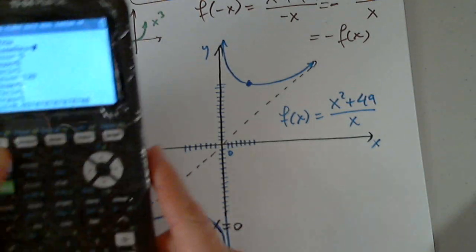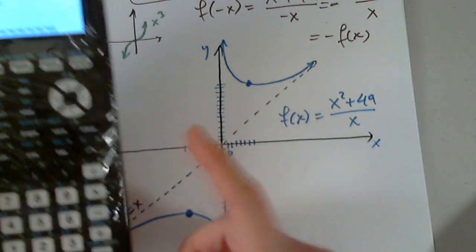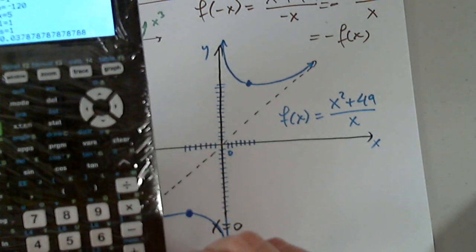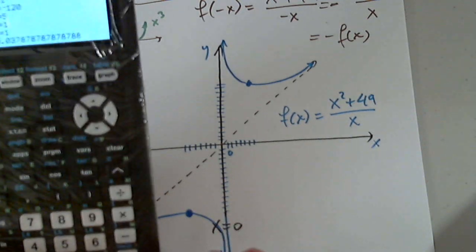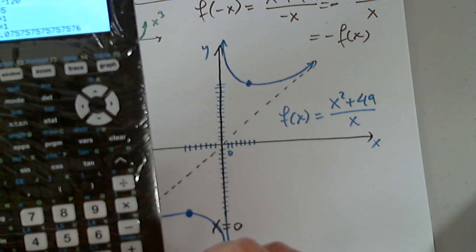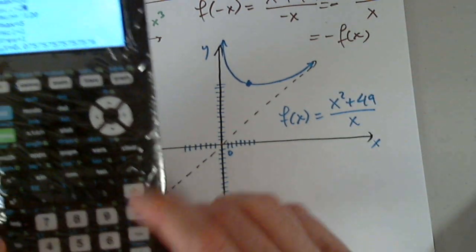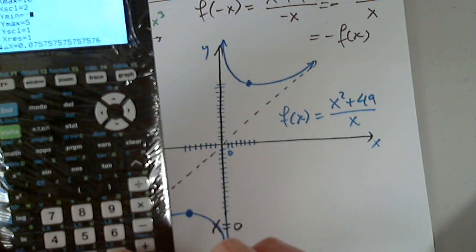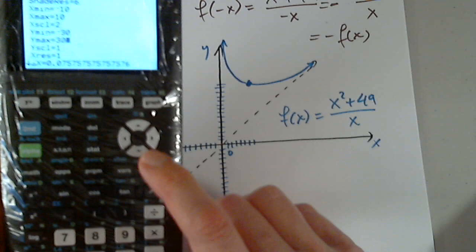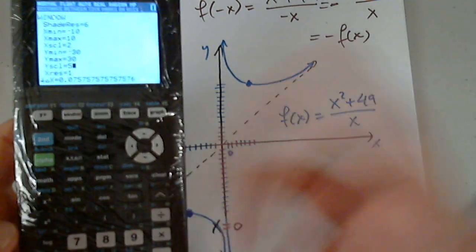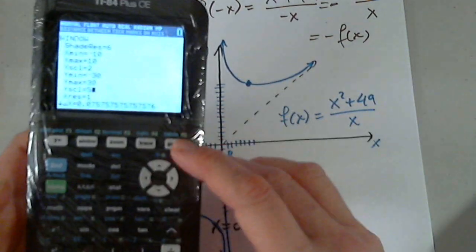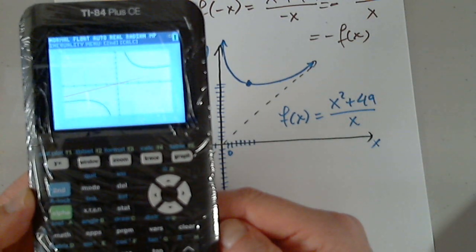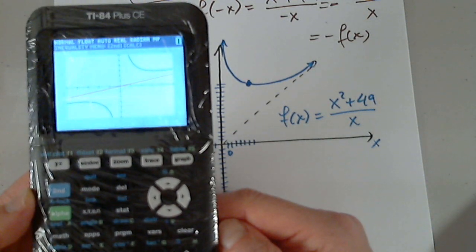So go to the viewing window. X minimum, negative 10, 10. Negative 10, enter, 10, enter. That could be okay with a scale of 2 maybe. But the y minimum, I'm going to say negative 30 to 30 with a scale of 5. I can adjust later. Let's see what we get. Here it comes. And here's the slant asymptote.